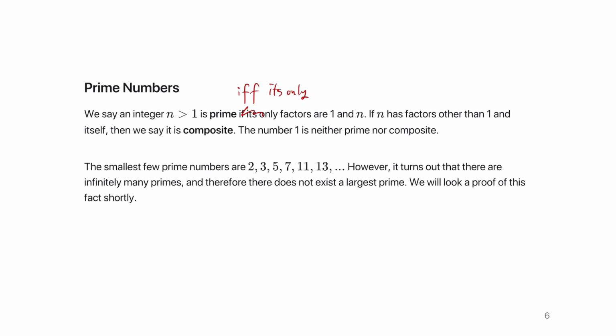And the smallest few prime numbers that you're familiar with, you know, 2, 3, 5, 7, and so on and so forth. But it turns out that there are infinitely many prime numbers, and so there's no largest prime number. Okay? And we'll look at a proof of that in a couple slides. But there are infinitely many primes.